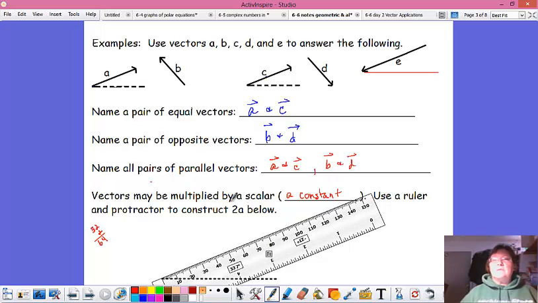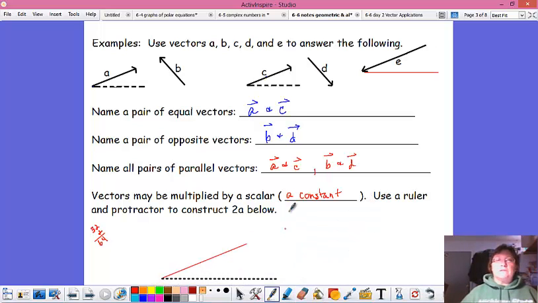I did not turn mine at all, so I have the same angle that I did up there, and I just need to go twice as far. So I got a 64, and that's pretty close. Not perfect, because we never get perfect, but I believe that this is really close to being twice the vector A.